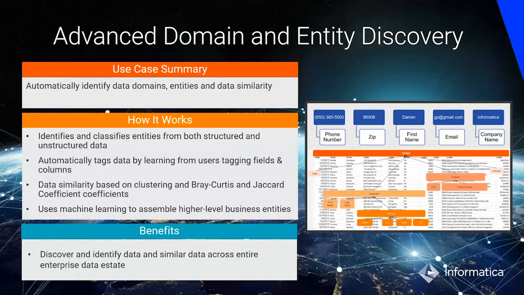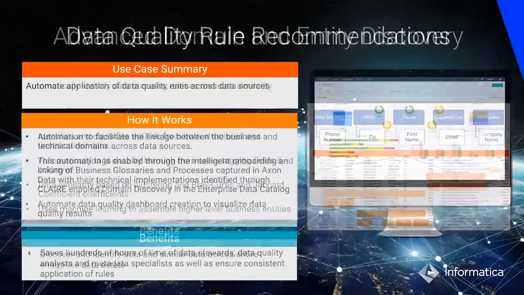Again, here the key capabilities are not only the rule-based domain and entity discovery, but we also use clustering using data similarity, which is based on Bray-Curtis and Jaccard coefficients. It bucketizes the problem of finding similar data sets across a large number of data sets. And that's where we reduce the amount of time that's required to do this data similarity across millions of data assets in a scalable manner.